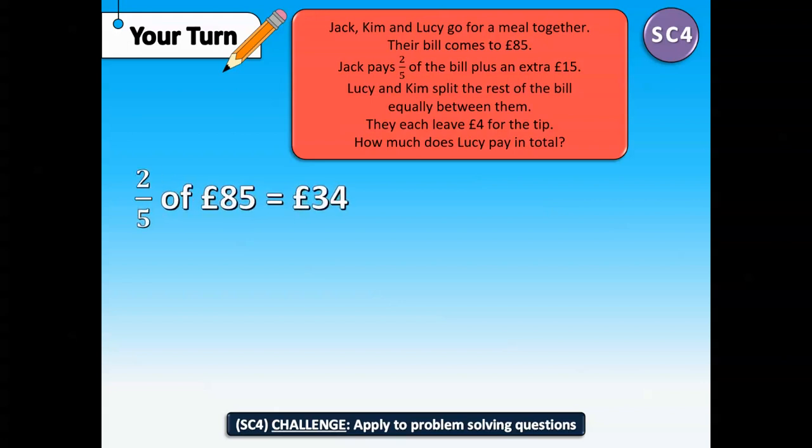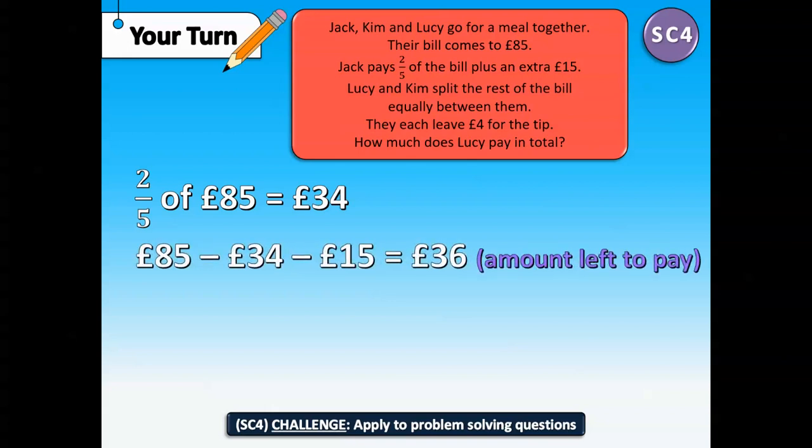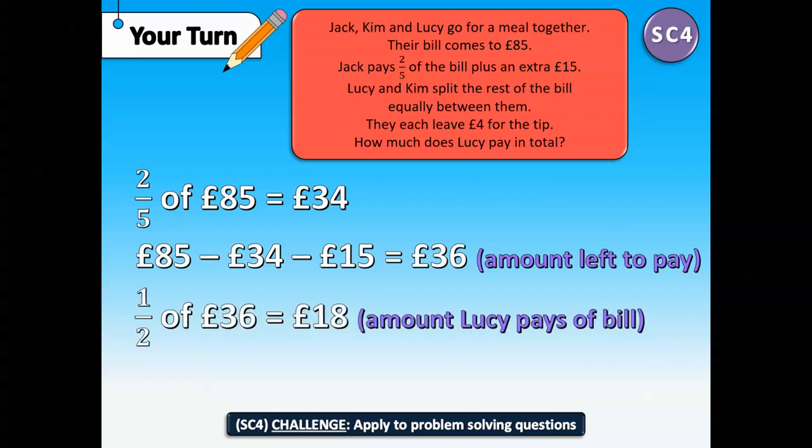So let's start by working out how much Jack pays. So Jack pays £34 plus an extra £15. So that means there's £36 left to pay. And Lucy and Kim split this evenly between them. So Lucy and Kim each pay £18 plus a £4 tip. So in total, Lucy pays £22.